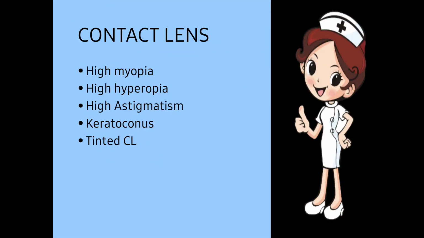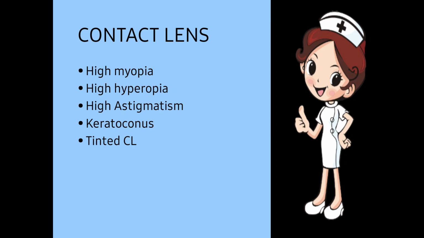Next one, contact lenses. Contact lenses are again given to the patients of low vision who have high myopia, high minus number, high hyperopia, high plus number, high astigmatism, high cylindrical power. Next one, keratoconus. Keratoconus is a kind of disease in which the cornea of an eye becomes cone shaped. That is why it is known as keratoconus. In case of keratoconus, larger contact lenses are used, which also cover the sclera.